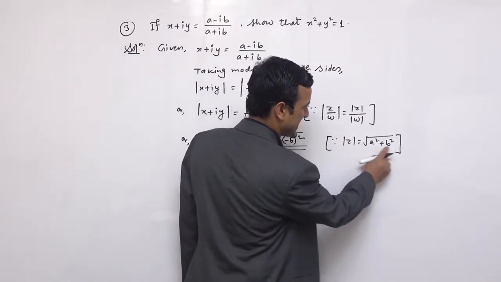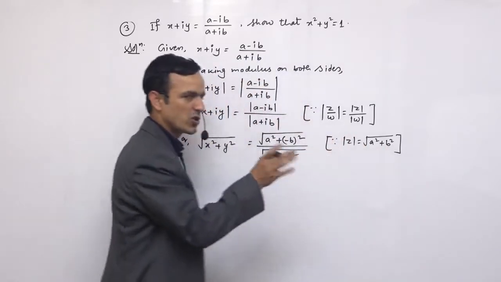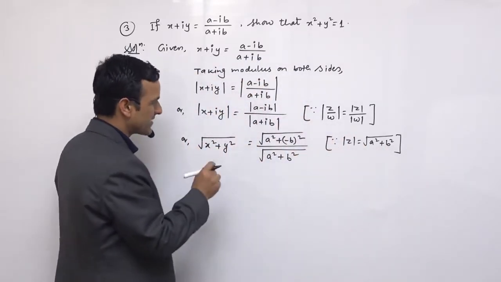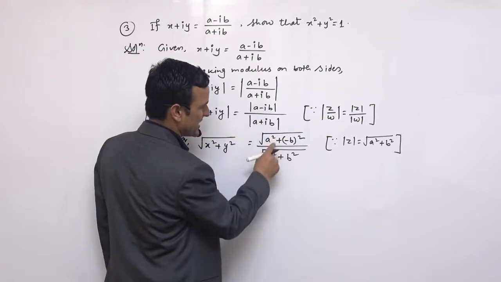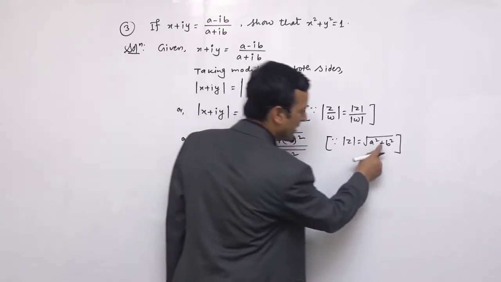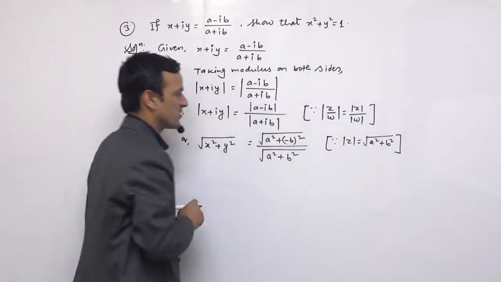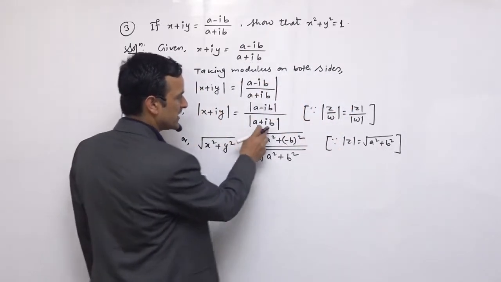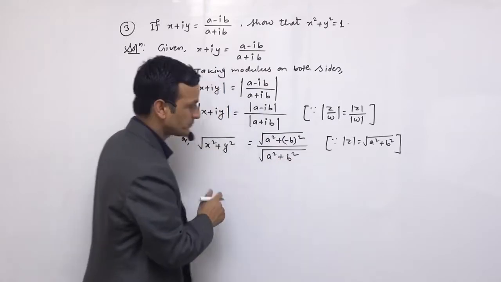So modulus z can be written this way when z is equal to a plus ib. That means here a means a square, b is negative, so minus b square. In the middle plus is here, so write down plus. Similarly this term becomes this one.